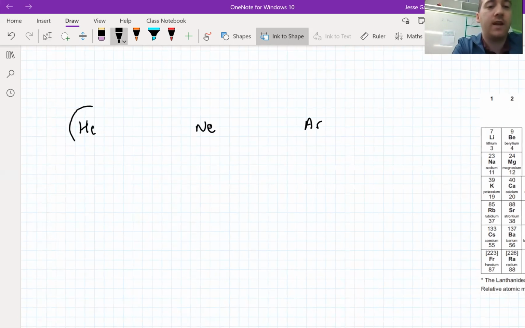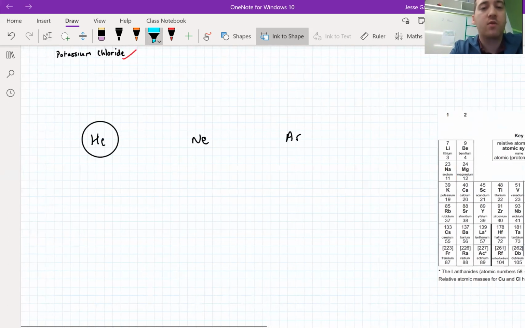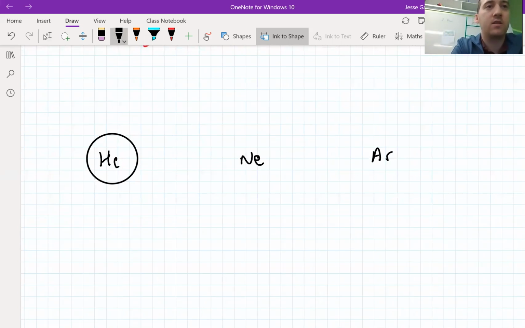Helium has an atomic number of 2. That means it's got 2 protons, and if it has 2 protons, it has to have 2 electrons. So I'm going to draw them here and here. There are our 2 electrons, 2 electrons in the first shell. It has an electronic configuration of just 2.